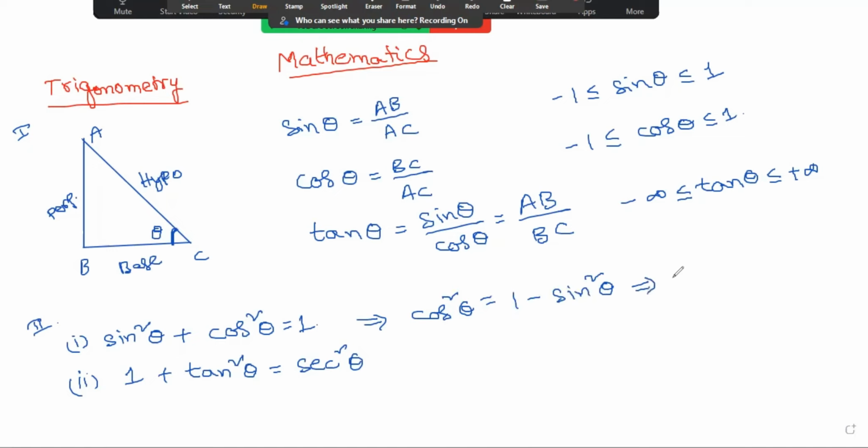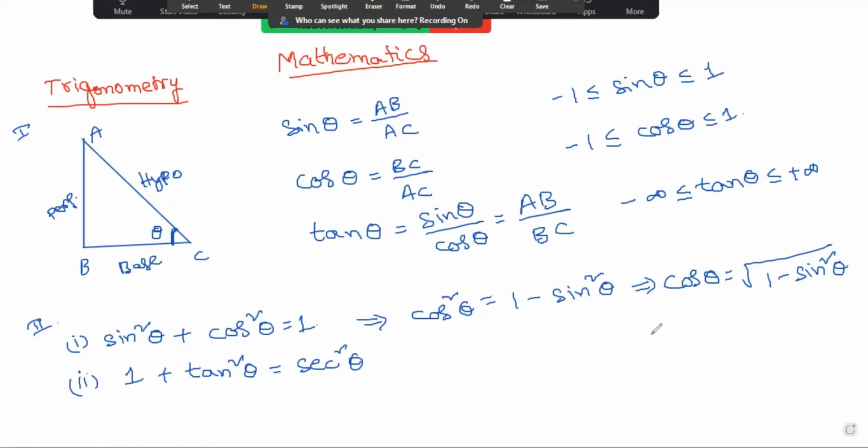If we want to calculate cos theta, we can simply write it as under root 1 minus sin square theta. The same thing is applicable for this one also: from 1 plus tan square theta equal to secant square theta, we can write tan square theta equal to secant square theta minus 1.